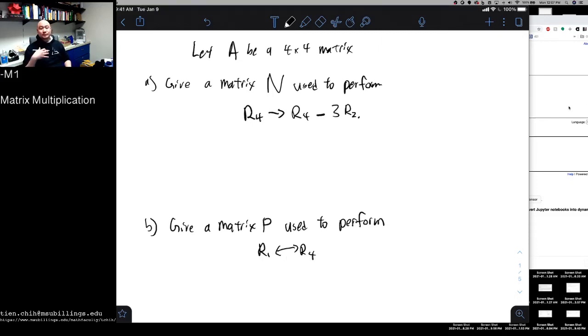Alright, so in this video, we are going to be encoding the elementary row operations we may remember from E2 and encoding them as matrices and matrix multiplication. And so we're going to let A be some random 4x4 matrix, and we're going to compute two different row operations and the matrices that represent them: N, where I replace R4 with itself minus 3 times the second row, and a matrix P that swaps the first and fourth row.